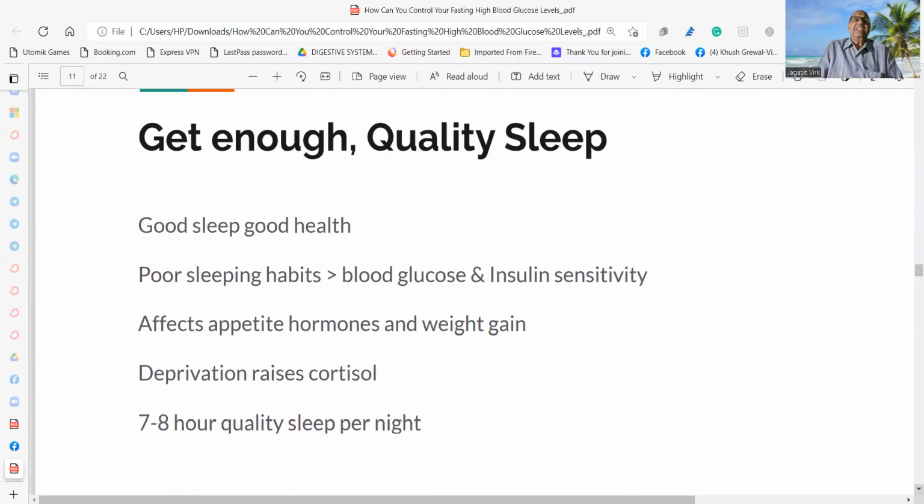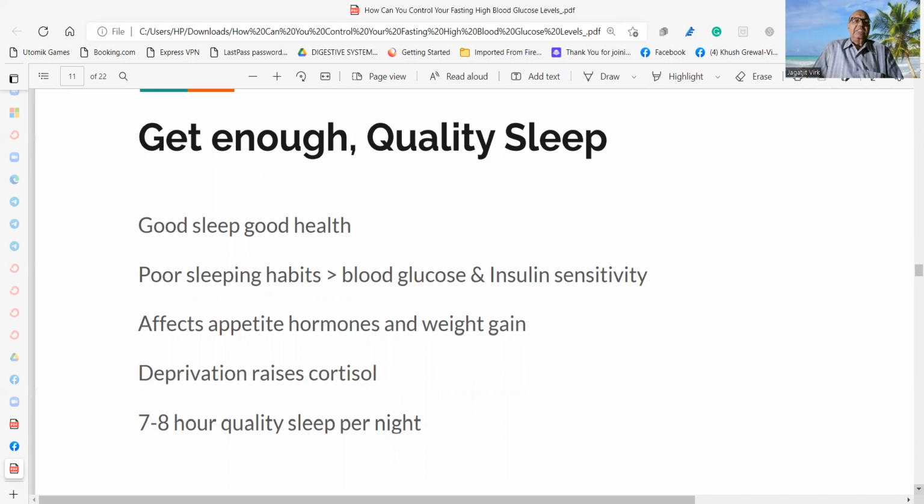Get enough quality sleep. Good sleep is giving you good health. Poor sleeping habits will cause your blood glucose and insulin sensitivity to be impaired. Affects appetite, hormones, and weight gain. When you don't get quality sleep, your appetite will be increased and you will take more calories and you can get weight gain.